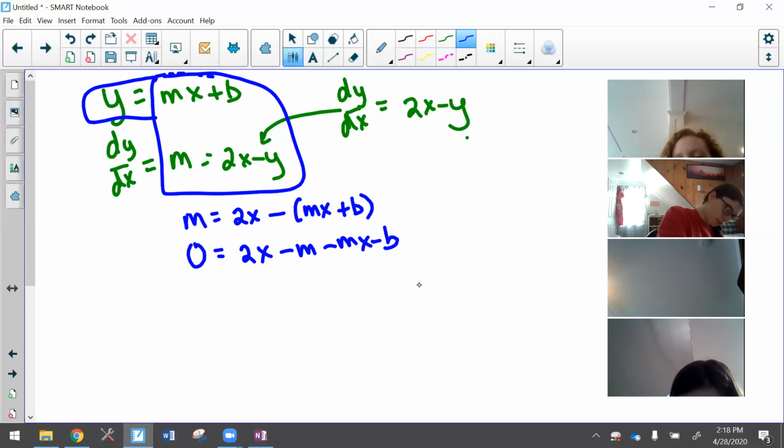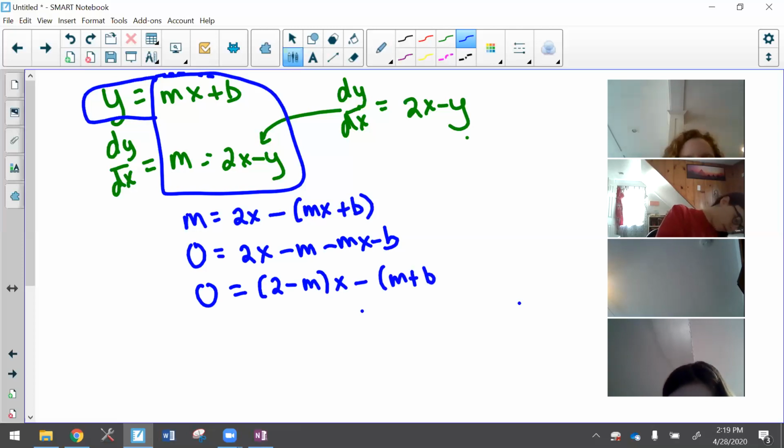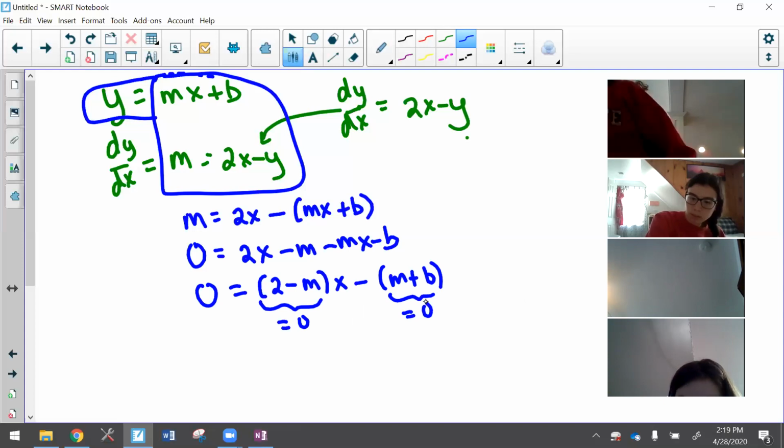And then I could solve this for x. So I'm going to have 0 is equal to 2 minus m for x, and then left over, I have minus b. And if this is going to be a solution for all values of x, then each of these terms has to go to 0 separately.